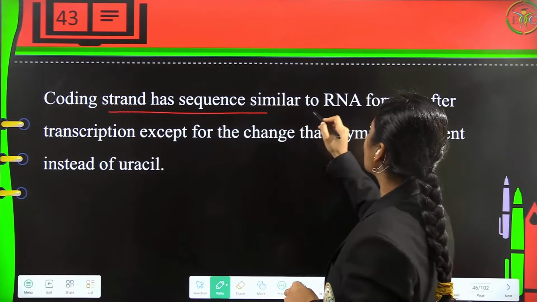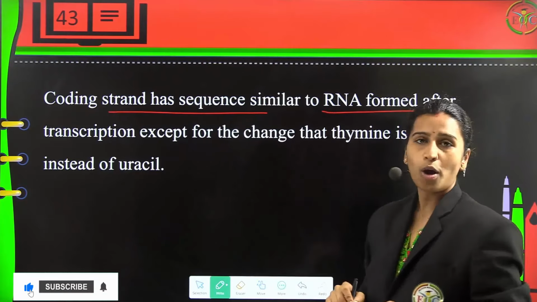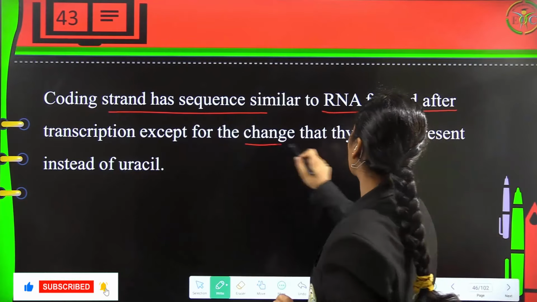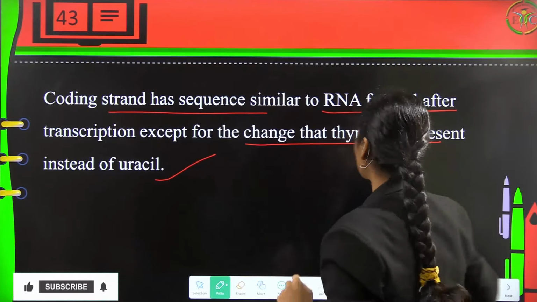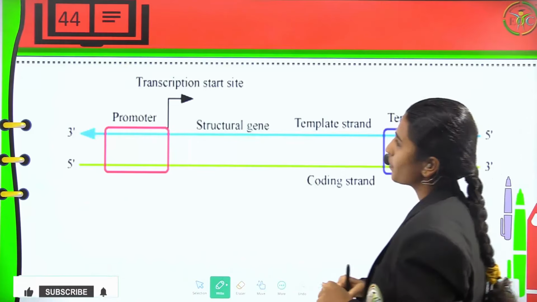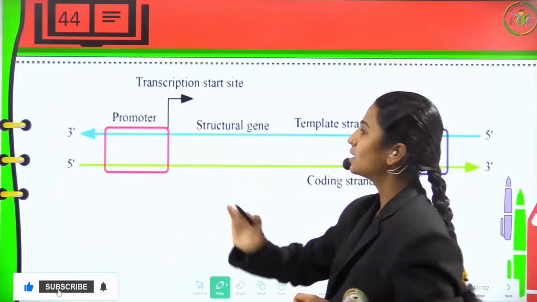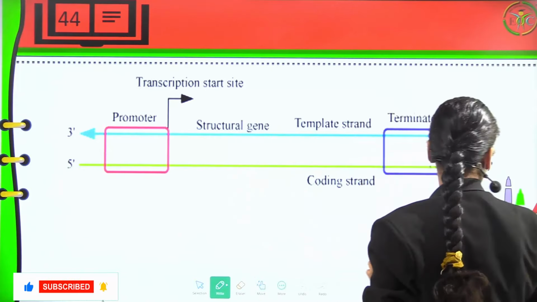And the coding strand has a sequence similar to the RNA formed after transcription, except for the change of thymine to uracil. So this is how the transcription process is going to take place.